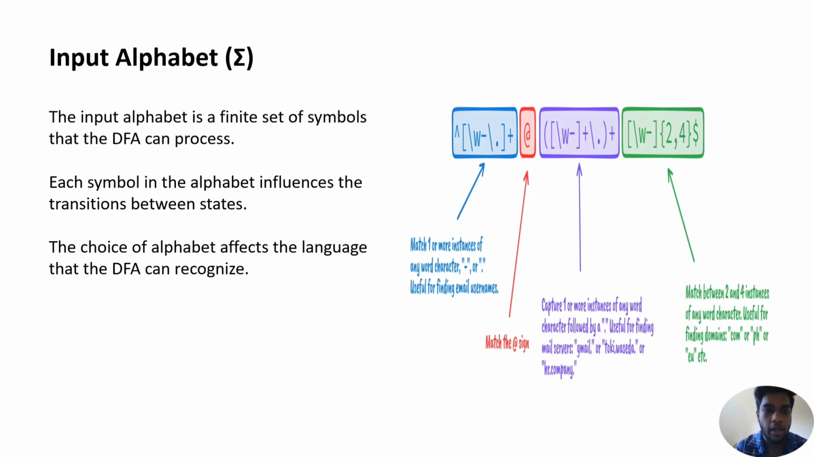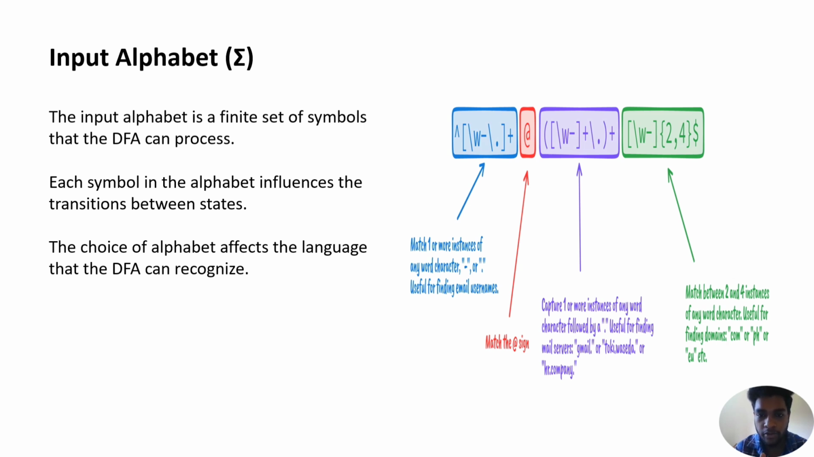The input alphabet sigma. The input alphabet is a finite set of symbols that a DFA can process. Each symbol in the alphabet influences the transitions between the states. The choice of an alphabet affects the language that the DFA can recognize. You can see there are four inputs given.